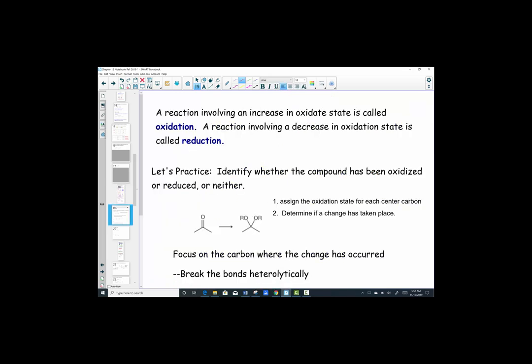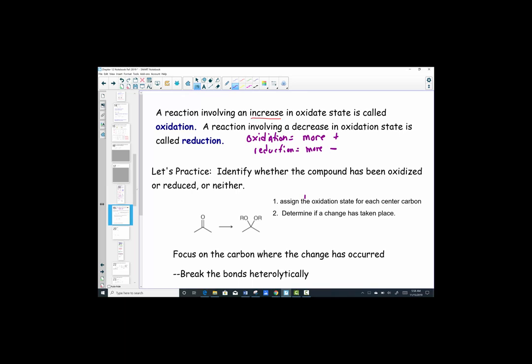So a reaction that involves an increase in oxidation state is called oxidation. And of course, if we have a reduction, we know that the number is decreasing. So oxidation becoming more positive, reduction becoming more negative. So if I lose electrons, oxidation becomes more positive, reduction will become more negative.